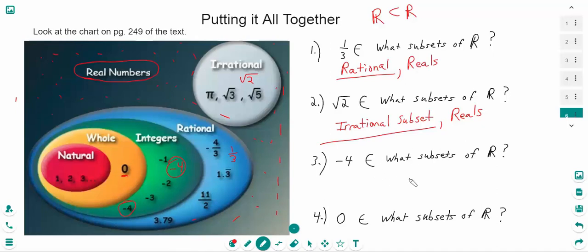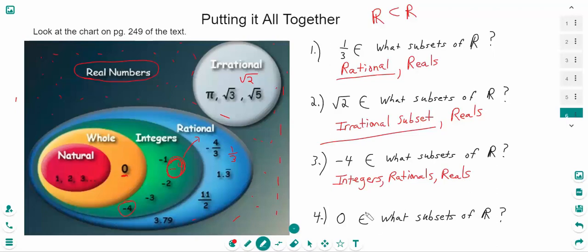So what subsets is it in? Well, it's in the integers, but we have to watch out here, because it's in the integers, it's also in the rationals, right? Because the rationals contain all of the integers. So -4 is in the integers, and the integers are in the rationals, so it's also in the rationals, and the rationals are in the reals, so it's also in the reals.